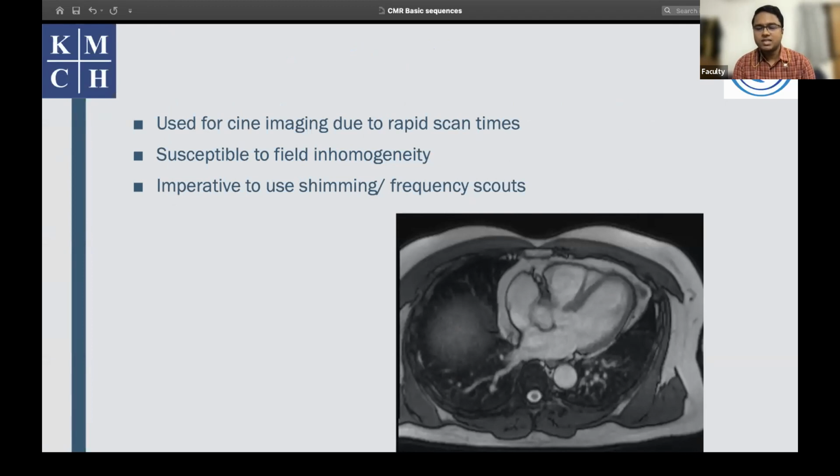rapid scan time. So for cine imaging, to obtain functional data, we need to image the heart very rapidly within the cardiac cycle. So for all the cine imaging, we use the gradient echo sequences. The downside of gradient echo sequences is that it is susceptible to field inhomogeneity because it uses gradient switching for producing images. And so it is very important to use either shimming or frequency scouts to determine the correct frequency offset before we do a gradient echo sequence.